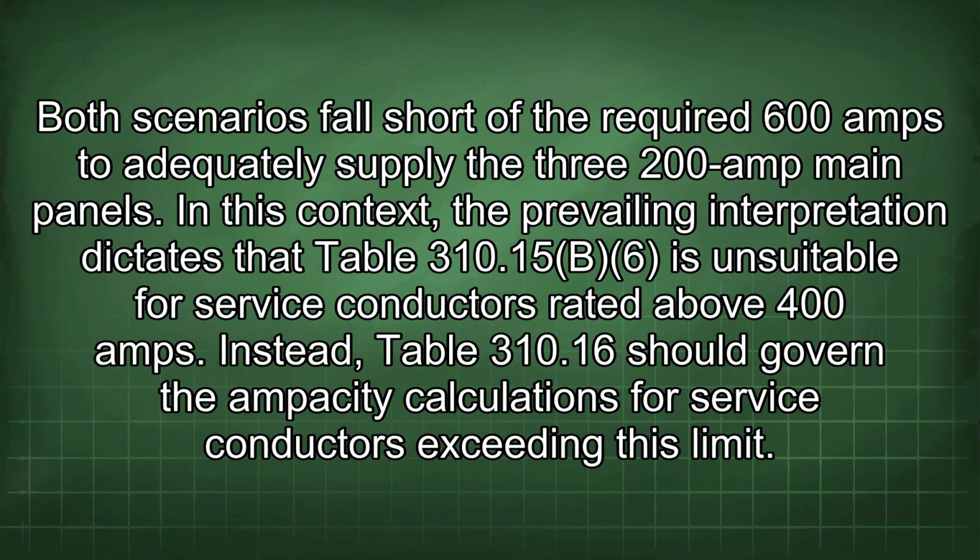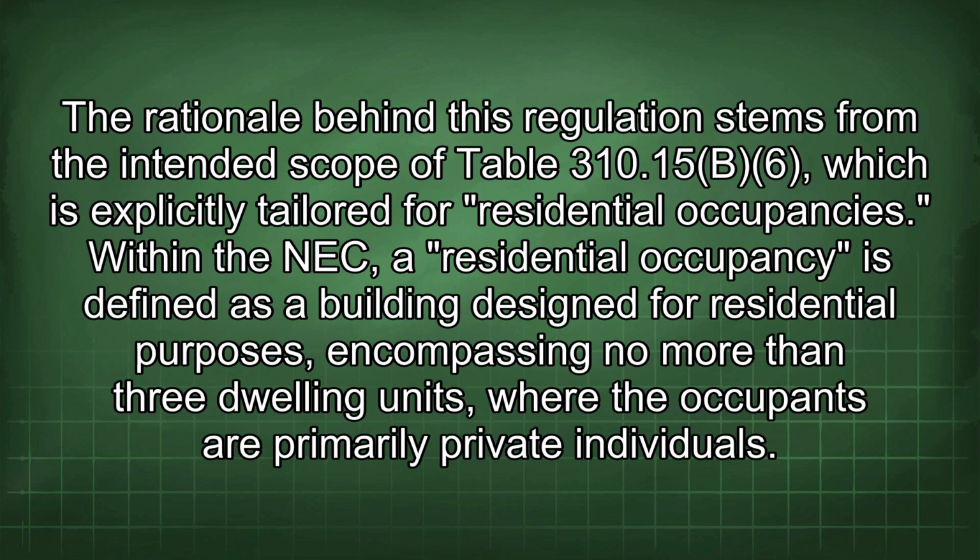In this context, the prevailing interpretation dictates that Table 310.15(B)(6) is unsuitable for service conductors rated above 400 amps. Instead, Table 310.16 should govern the ampacity calculations for service conductors exceeding this limit. The rationale behind this regulation stems from the intended scope of Table 310.15(B)(6), which is explicitly tailored for residential occupancies.